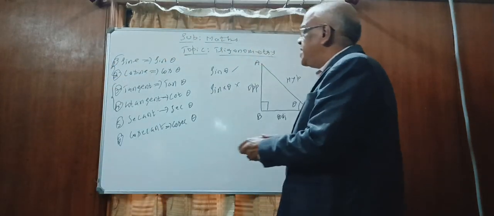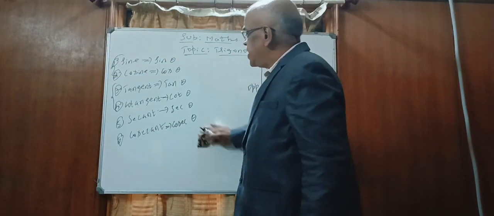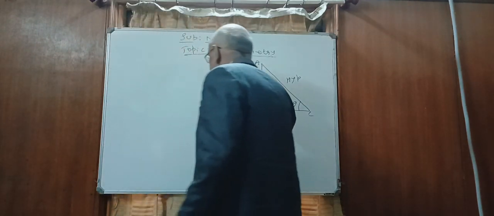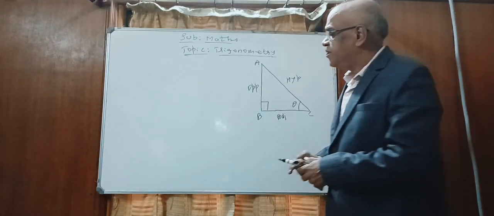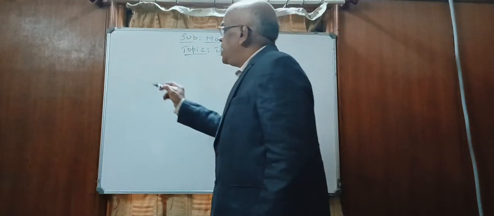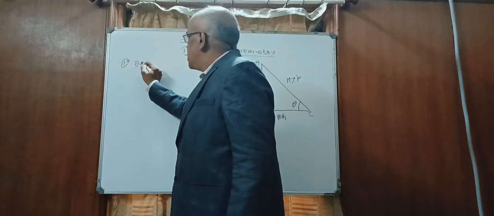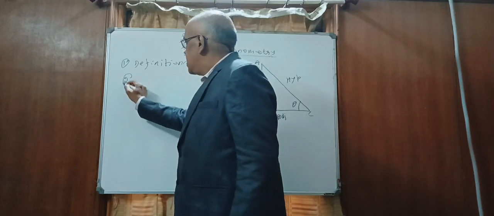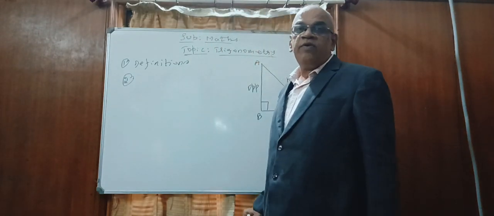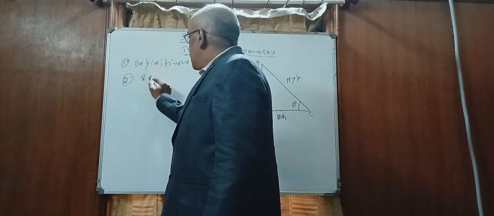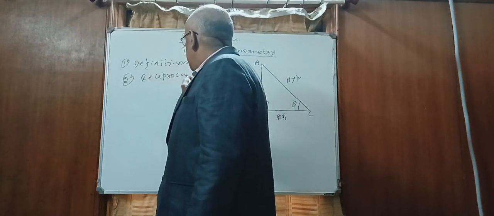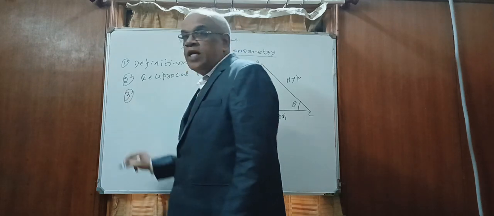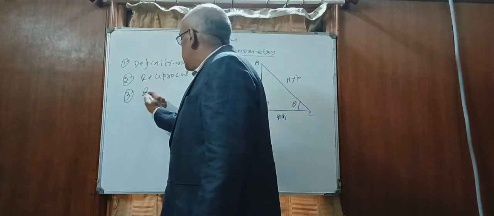Now, the basic introduction is over. What are we going to study in this trigonometry? We are going to study six points. If you remember these, children, trigonometry is very easy. First, definitions of all six trigonometric functions. Second, reciprocal ratios. Third, quotient ratios.